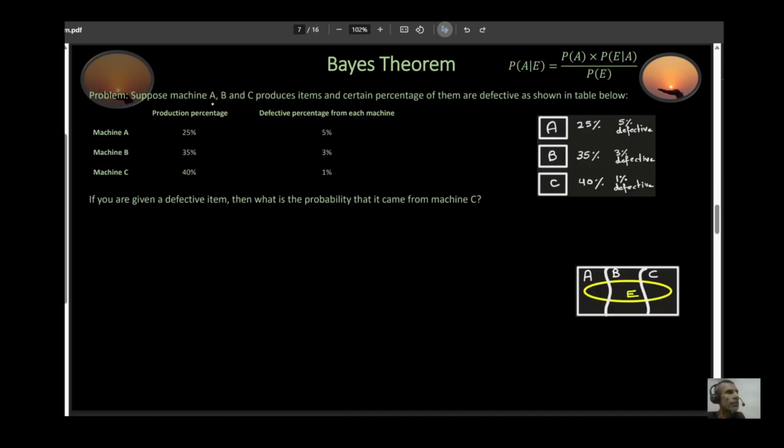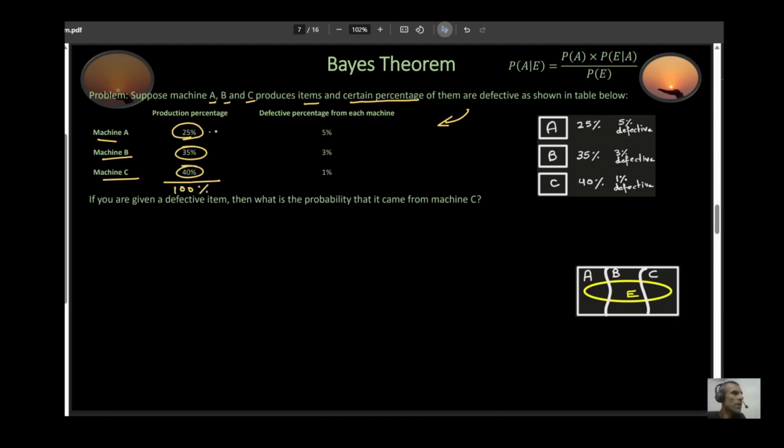Suppose in a factory you have three machines, A, B, and C, and they produce items and a certain percentage of them are defective, as shown in this table right here. Machine A produces 25% of the items in the factory. Machine B produces 35%, and machine C produces 40%. When you add them all together, the answer is 100%.